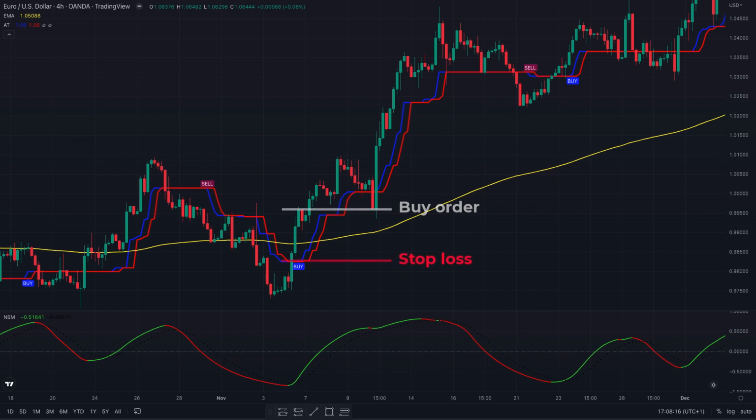Then, we can place a stop loss order at the line of the alpha trend indicator. The take profit order will be set at 2 times the risk.